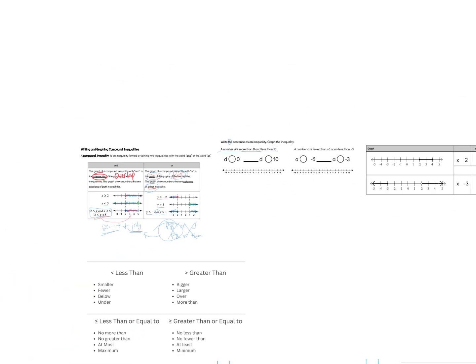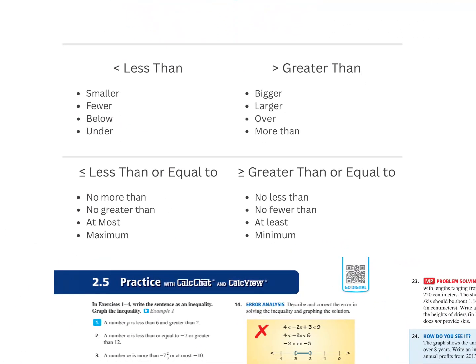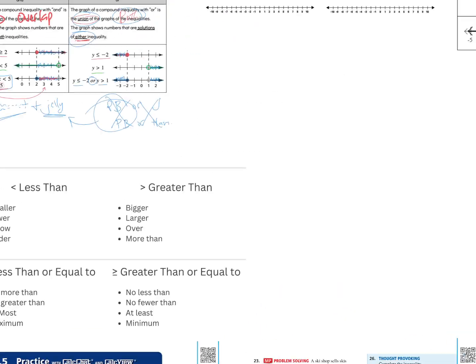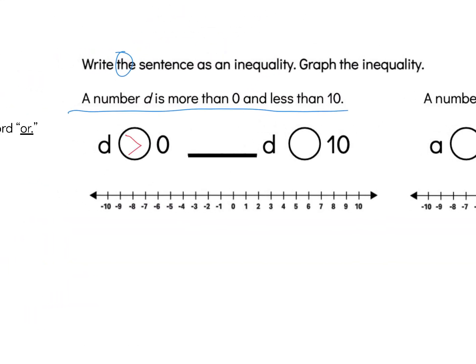All right, well, if you are struggling with your inequality symbols, remember I gave you this thing. Also, it's just available. But here we go. More than is going to be greater than. So let's zip back up here. A number D is more than 0 and less than 10. And if you're like, wait, what's this big blank thing here? And. So we're going to be graphing an "and".